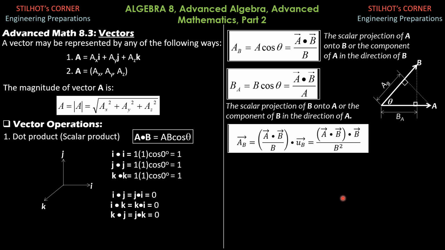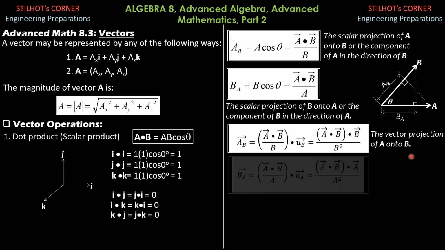Actually, you don't need to memorize that. Once this scalar value is obtained, all you have to do is multiply it by the unit vector of B. Once this scalar value B sub A is obtained, multiply it by the unit vector of A, which is vector A divided by magnitude of A. So that's the vector projection of A onto B.